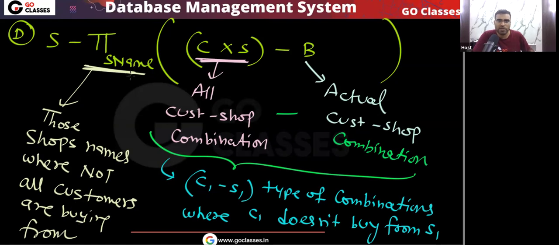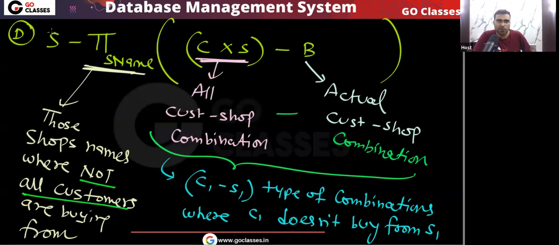So very simple. Because you are projecting the S name, the shop name, this S1 will come in the output, and you can see that from this shop S1, C1 is not buying. So I can say you will get those shop names where not all customers are buying. Is this clear? Where not all customers are buying from.